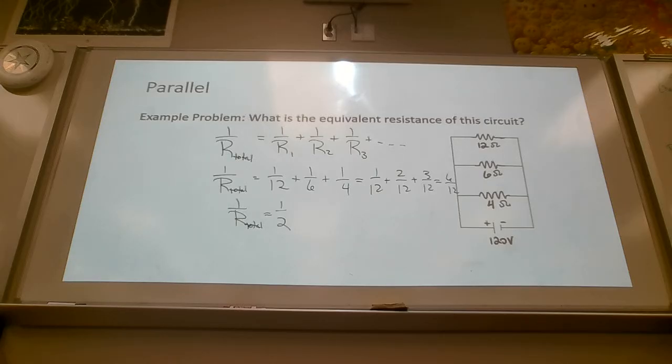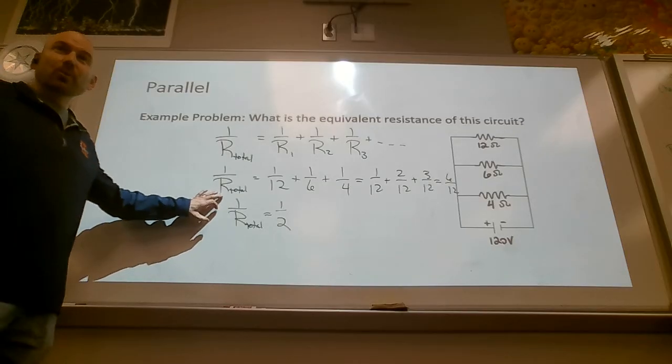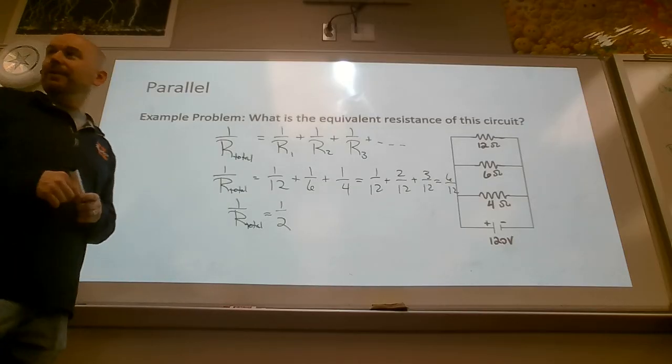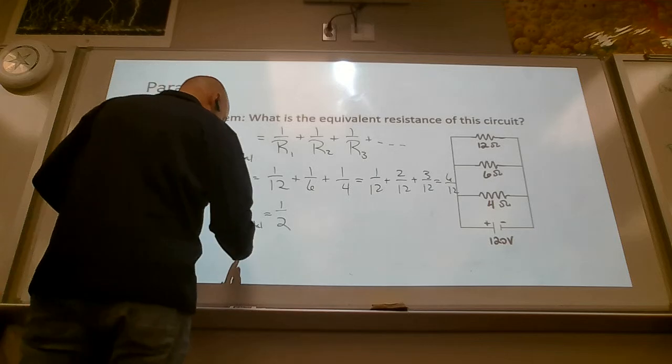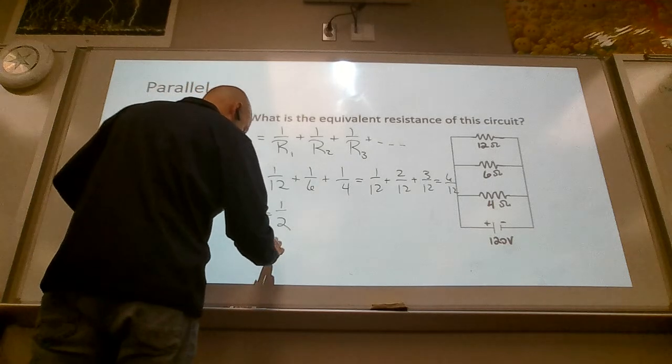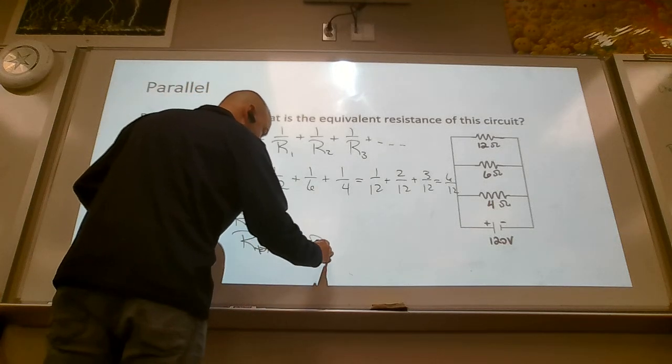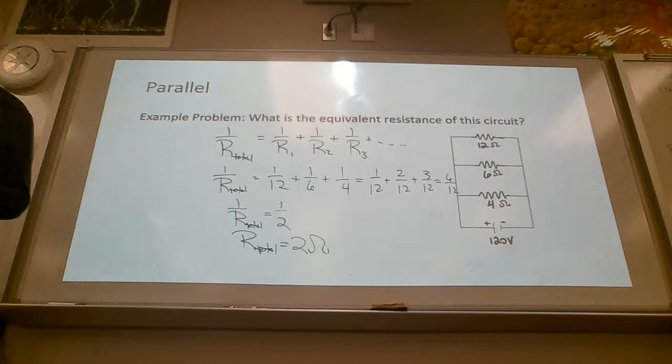That's not the answer. Okay? Don't stop there. That's equal to 1 over the answer. So find the reciprocal for both. Total resistance is equal to 2 ohms. That's your answer. Okay? Good with that? Let me show you a really cool button on your calculator. Pull out your calculator.